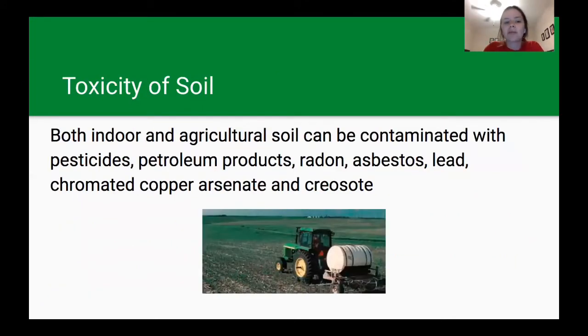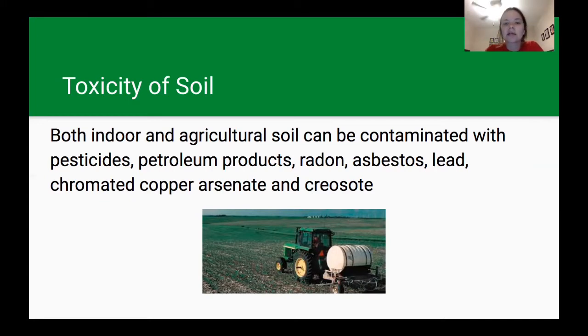Right, and then after that, we looked at the toxicity of soil. These indoor and agricultural soils are pretty similar in this. They can both be contaminated with pesticides, petroleum products, radon, asbestos, lead, chromated copper arsenate, creosote.